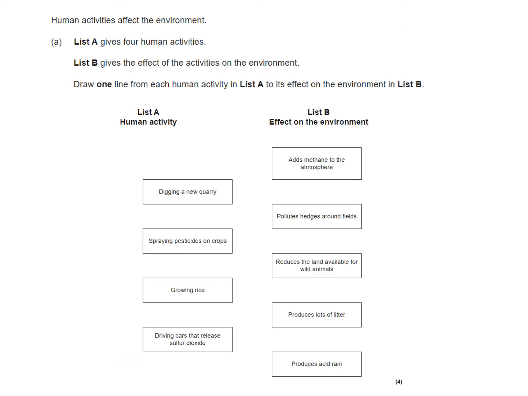So, just a quick exam question for you. I would write these out onto your paper. List A gives 4 human activities, and list B gives the effect on the environment. This is an actual GCSE question, albeit a very simple one. There's no complication to it. You don't have to be able to understand what's written down. It is literally a case of which one do you think they match up to.